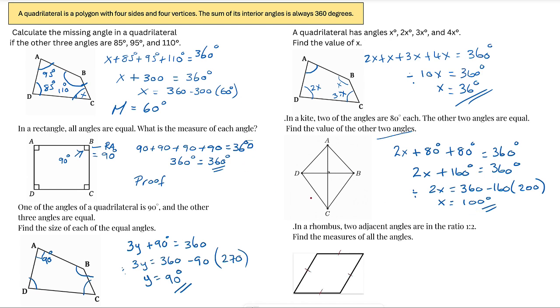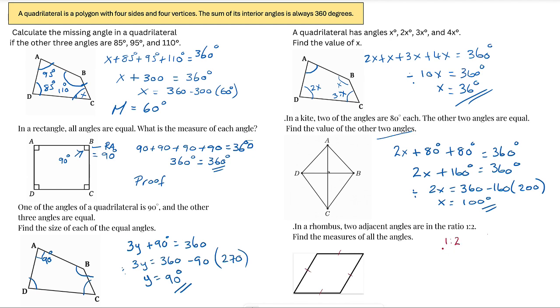So for this question, it's a bit different. It's a rhombus. It has 2 adjacent angles and is in the ratio 1 to 2. It's asking you to find the measures of all the angles. So with this one, what we can do is we can split it in 2 because they're adjacent to each other. They're going to be the same. So what I'm going to do is I'm going to break it down. So we have ratios 1 to 2.